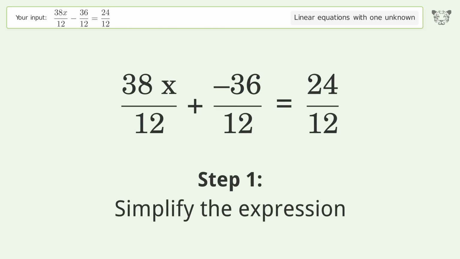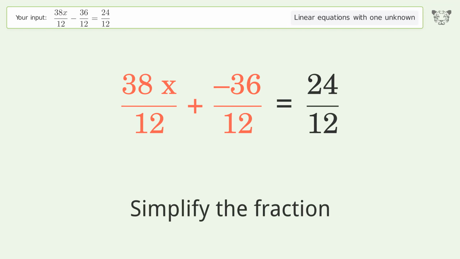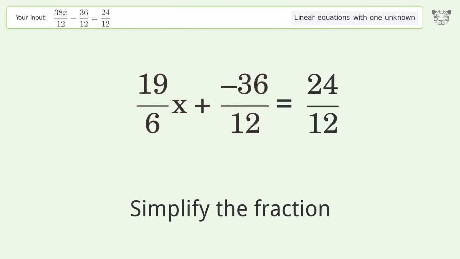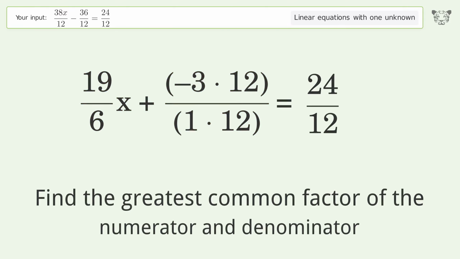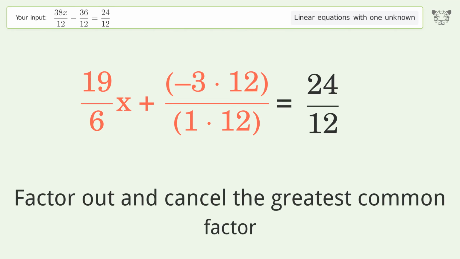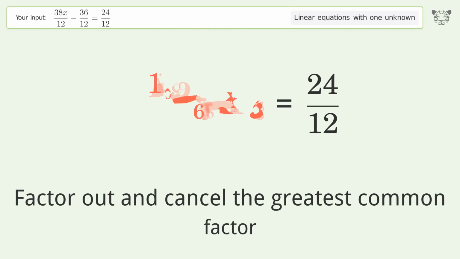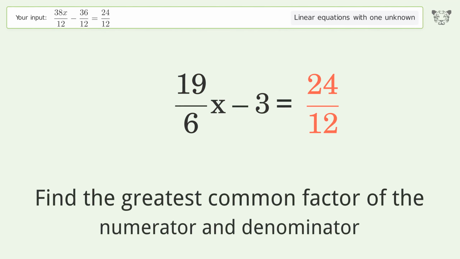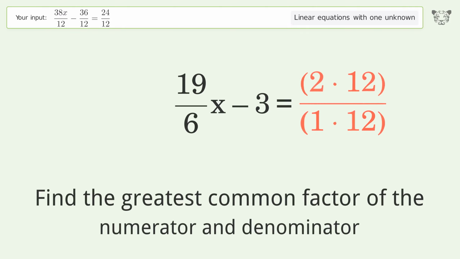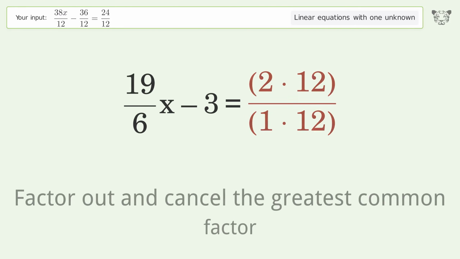Simplify the expression. Simplify the fraction. Find the greatest common factor of the numerator and denominator. Factor out and cancel the greatest common factor. Find the greatest common factor of the numerator and denominator. Factor out and cancel the greatest common factor.